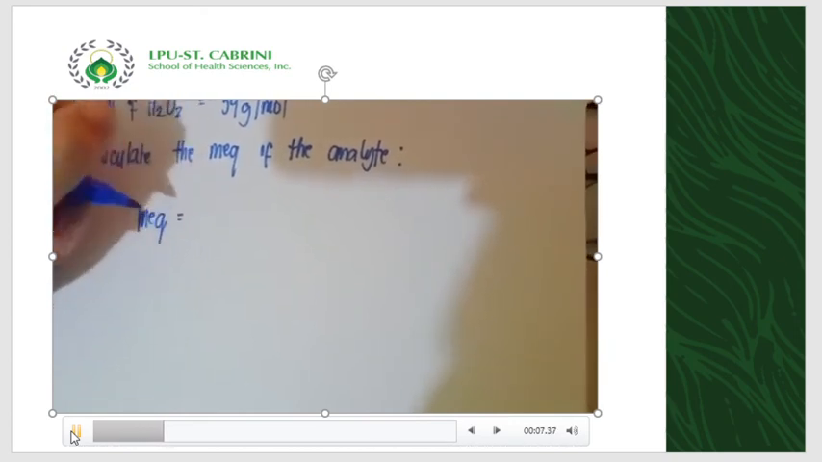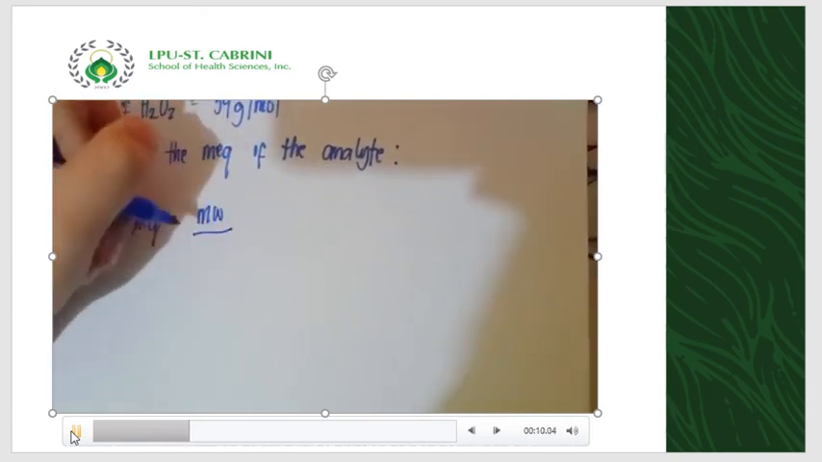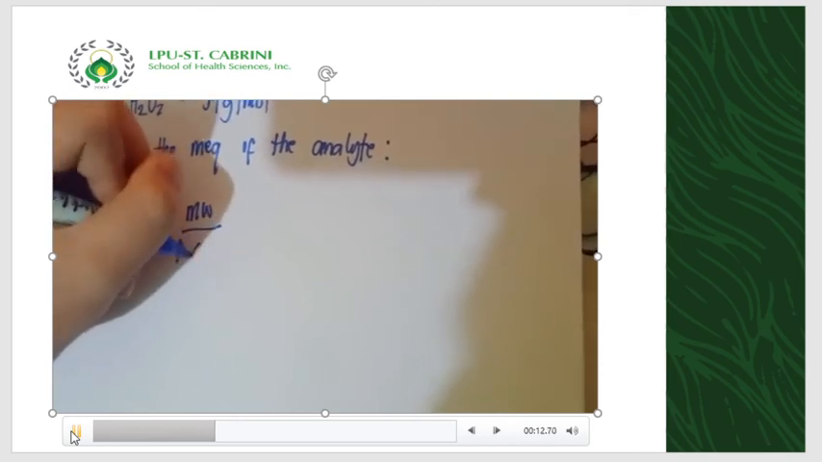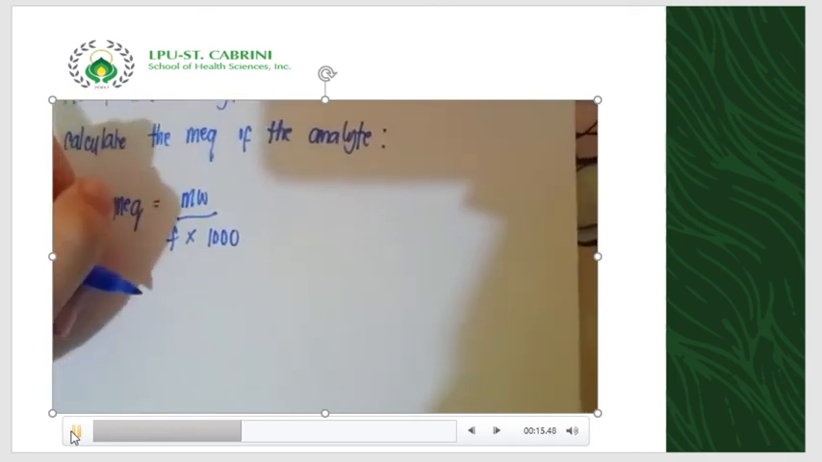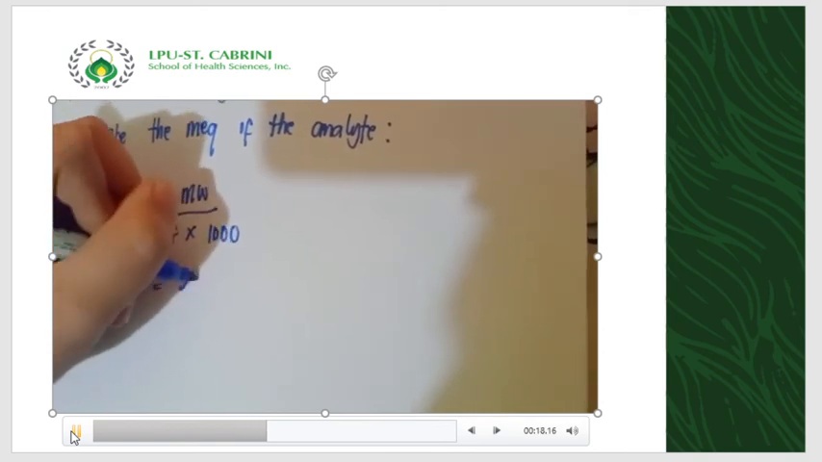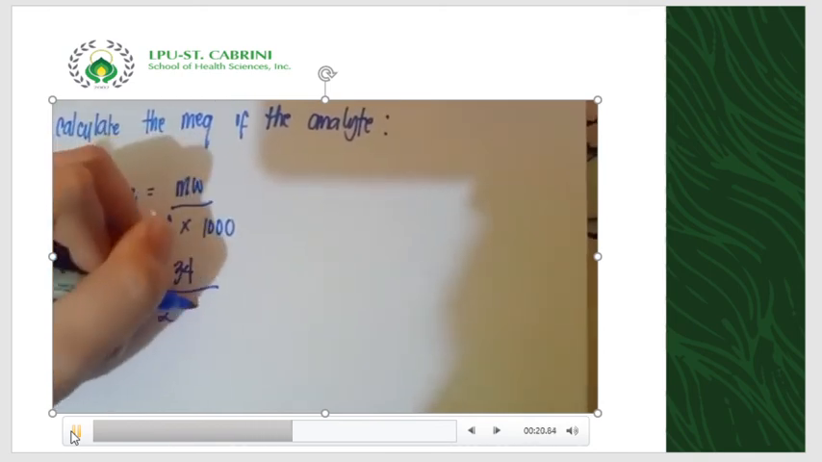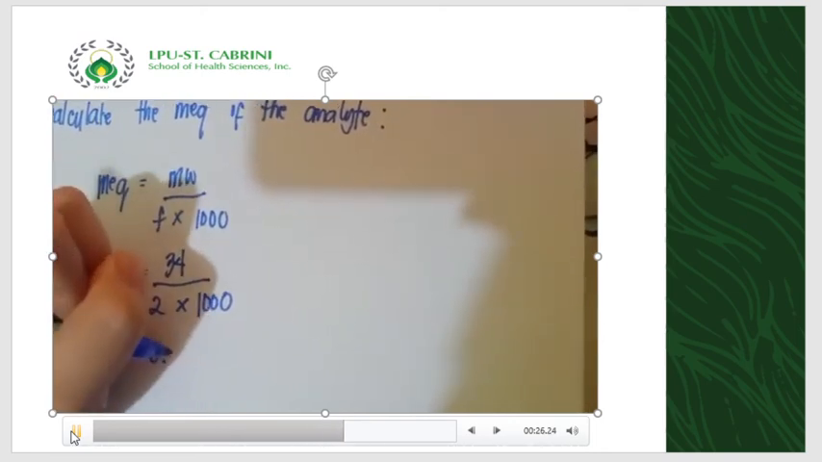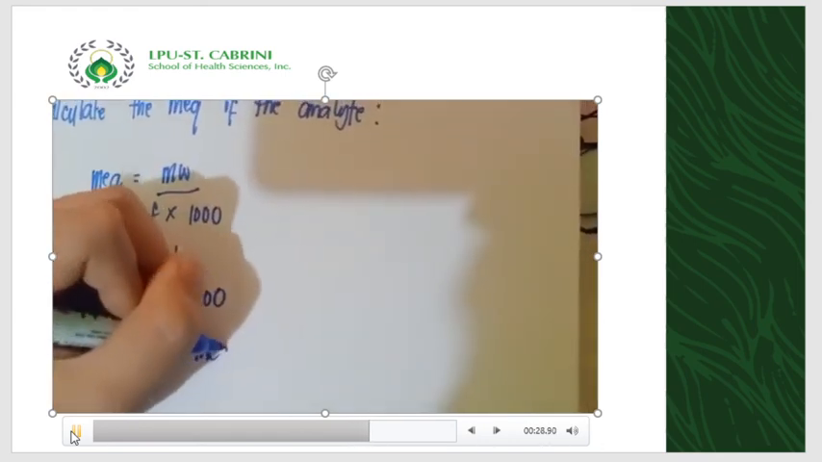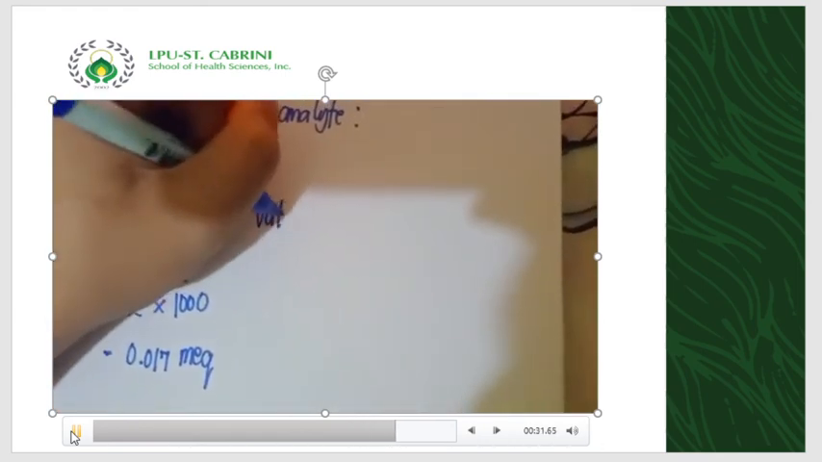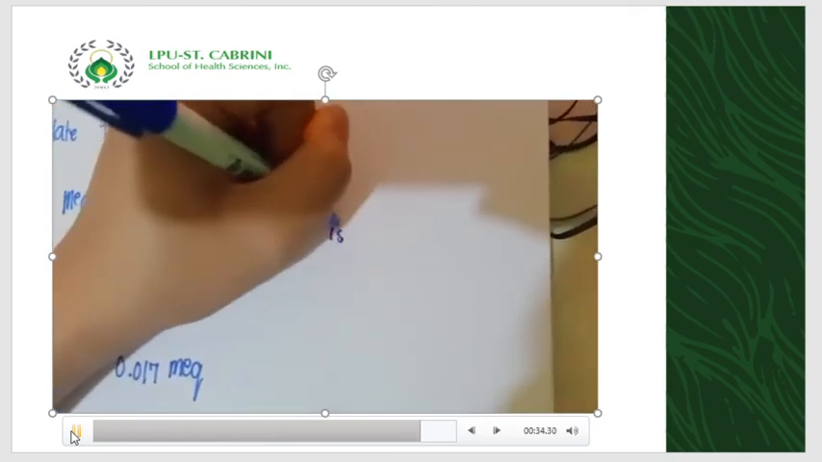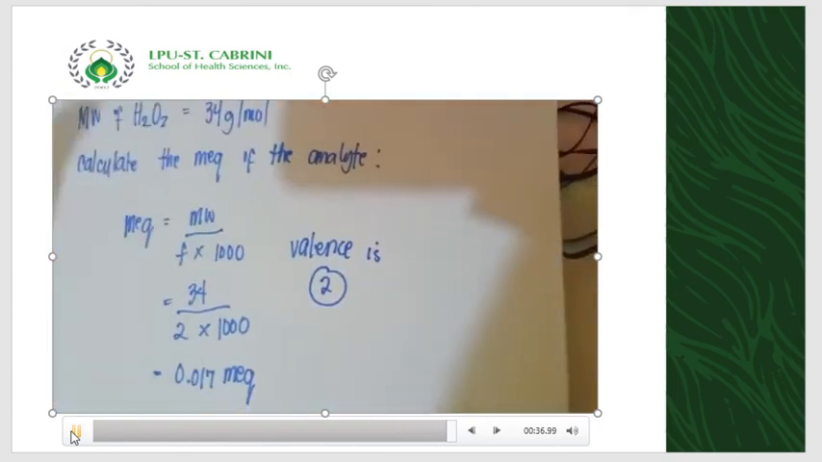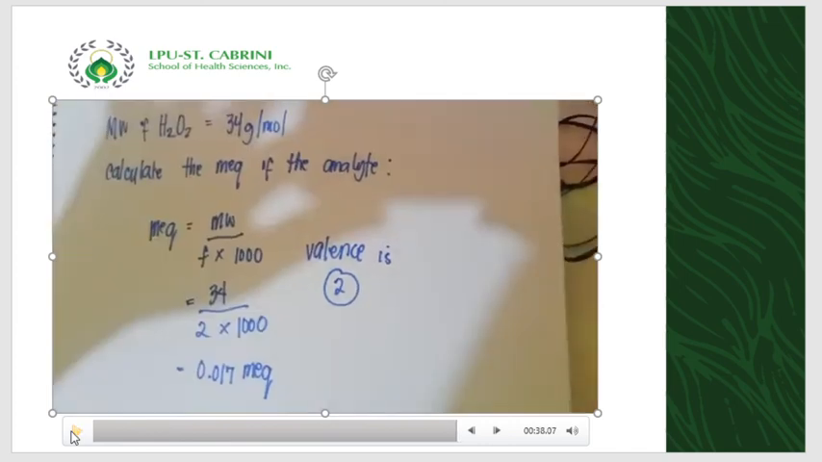So, the formula for the milliequivalent is the molecular weight divided by the factor times 1,000. So, the molecular weight of the hydrogen peroxide is 34 divided by 2 times 1,000. Okay? So, bakit 2? Ano ba ang ating chemical formula ng inyong hydrogen peroxide? It is H2O2. Meron kang dalawang hydrogen transferable ion. So, 2 yun. Okay? So, ang magiging answer for this one is 0.017 milliequivalent.